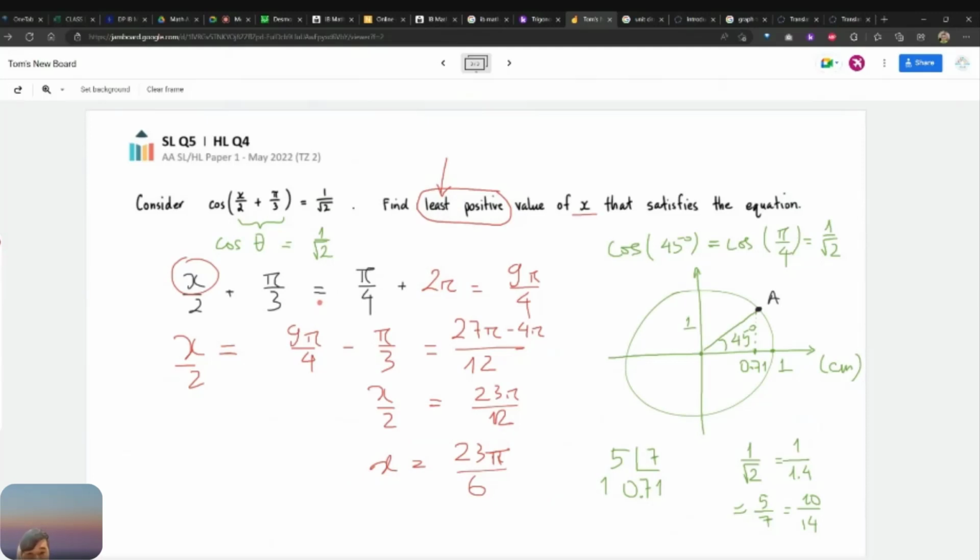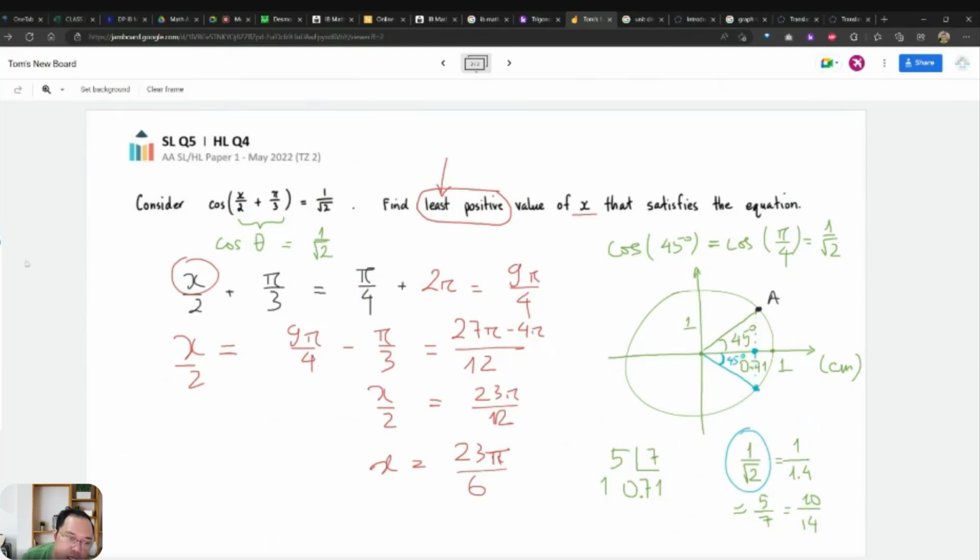To find the least value, we actually need to choose another angle down here. The x coordinate here is 0.71, 1 over square root 2. It has another solution down here, which is minus 45 degrees.